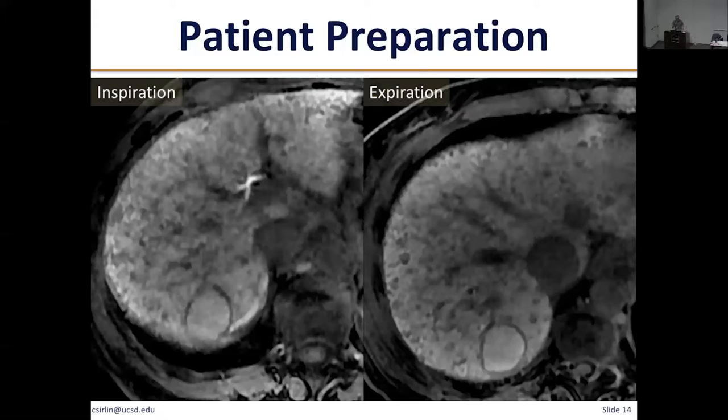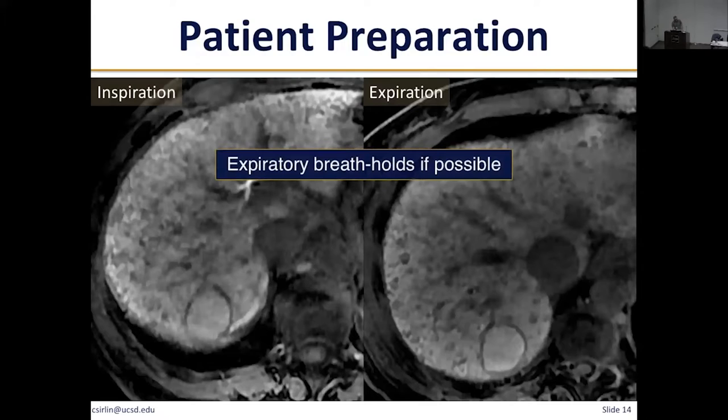So if patients can hold their breaths in expiration, and not everyone can, but if they can, image quality is better in expiration. And the reason is that in inspiration, even if someone's holding their breath very, very well, the diaphragm will gradually relax. It may even quiver and shake a little bit, no matter what the patient does, and you will have some blurring, some motion artifact on inspiration. So if someone can hold their breath on expiration, do expiration. If they can't, then obviously use common sense, then do inspiration and just do the best you can. So expiratory breath holds, if possible.